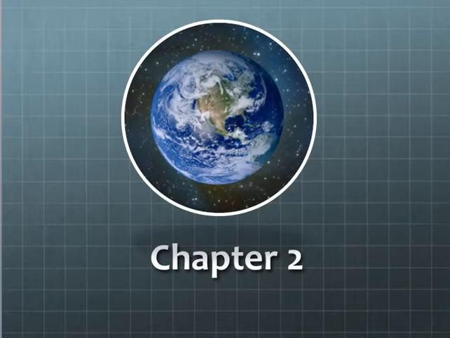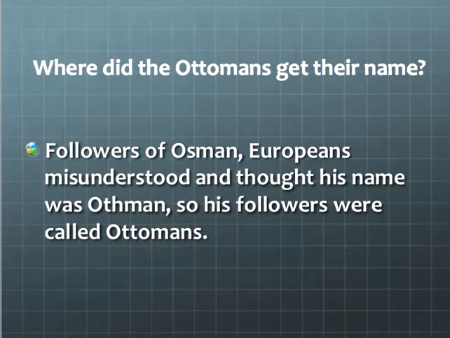All right, moving on to Chapter 2. Chapter 2 is about the gunpowder empires, the three Muslim gunpowder empires, the Ottoman, the Safavid, and the Mughal. Where did the Ottomans get their name? Usman. The Europeans just pronounced his name incorrectly.